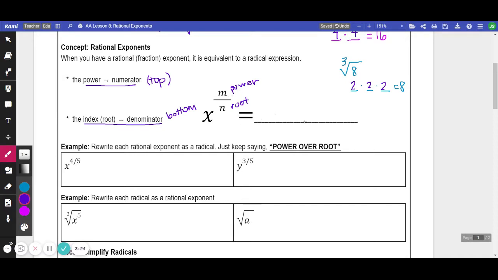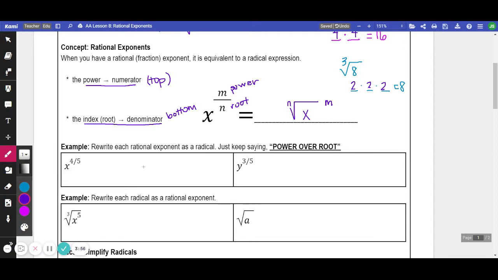So we're going to write a root. The bottom number is the root or index, so n. The top number is the power or exponent. The x is the number that goes inside. You can write your power in here, so you could put an m in here, or you could put it outside of all of it. You're going to get the same thing either way. Both are exactly the same.